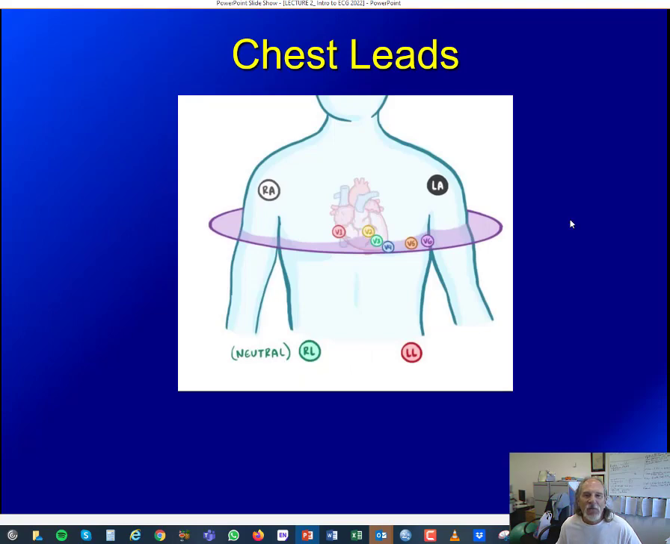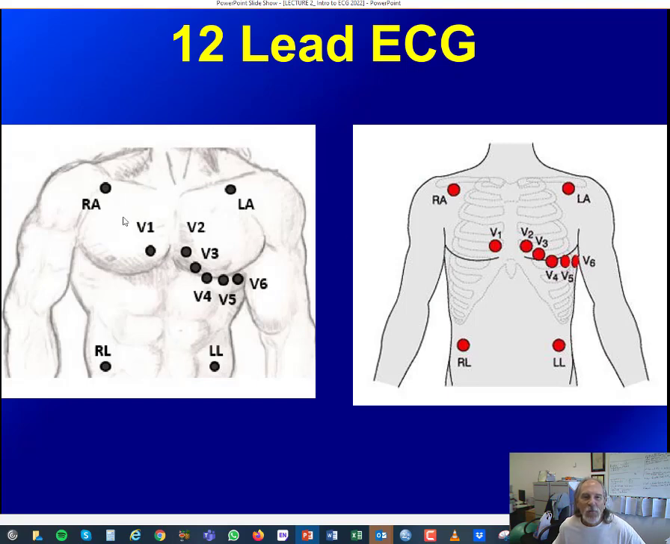So speaking of the chest leads, that's V1 to V6. And you can see here midclavicular for right arm, V1, V2. You can see 4th intercostal space, see that over here. Then you can see V3, 4, 5, and 6. In lab, we'll teach you how to do this 12-lead electrode placement.